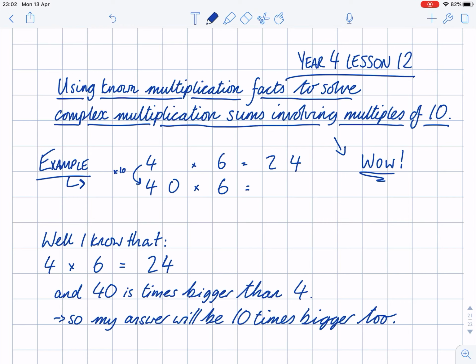Remember, what I do to one side of my equation, or my equal sign, I always have to do to the other as well. So what's 24 multiplied by 10? It's 240. So you should be able to see the pattern there. 4 6s are 24. 40 times 6 is 240.